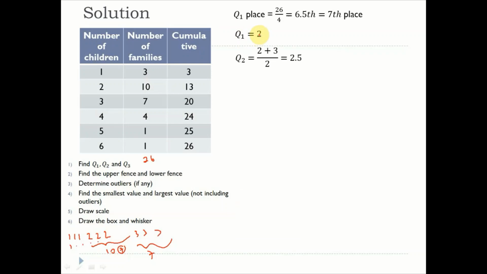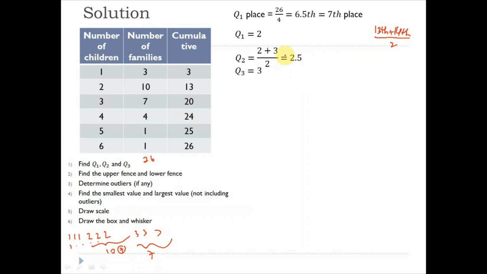Next is if I want to find Q2, if I divide 26 by 2, I will get 13. So means bila I dapat whole number, I have to take the 13 place plus 14 place and then divide by 2. So I know the 13 place is in the number 2. Therefore, and then the 14 place would be the number 3. So that's why I ambil 2 tambah 3 bagi 2, 2.5.